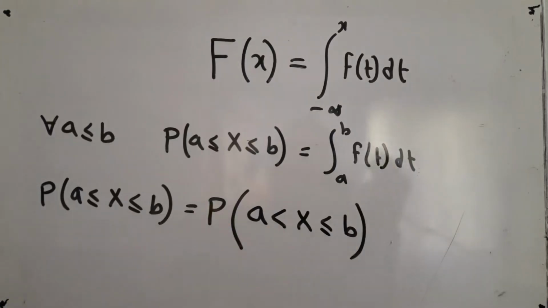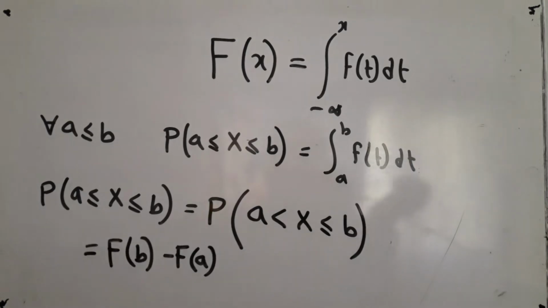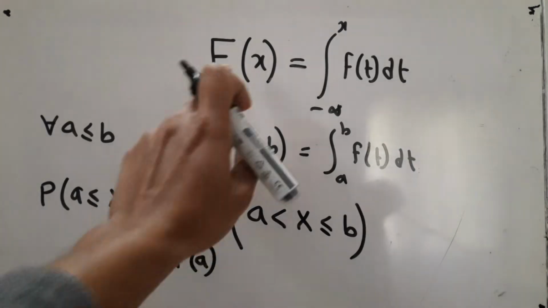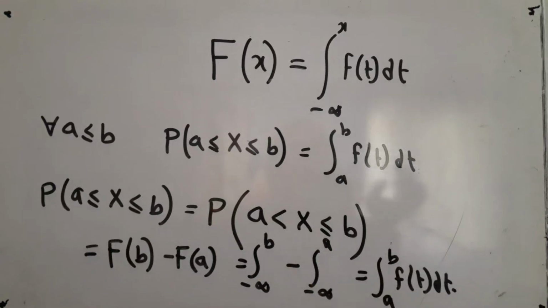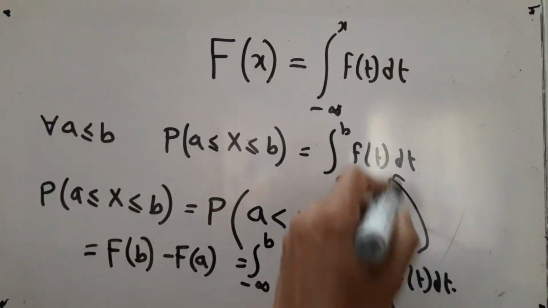Now this is nothing but F(b) minus F(a). Use the definition of F_X. This integral from minus infinity to b minus the integral from minus infinity to a. I am just not writing that integrand over again. So once you do the subtraction you get, and that is exactly what we needed to show.